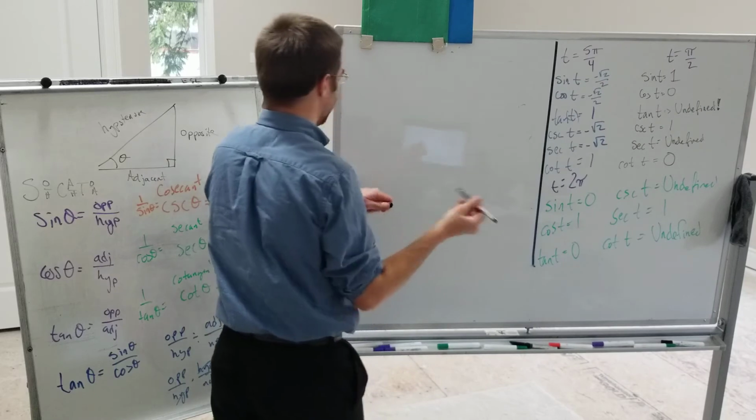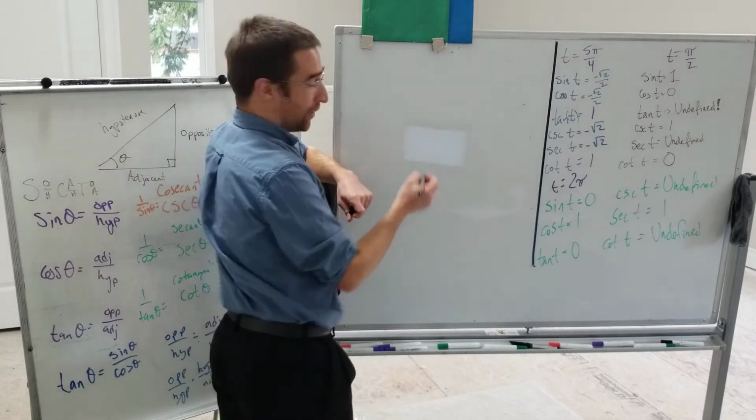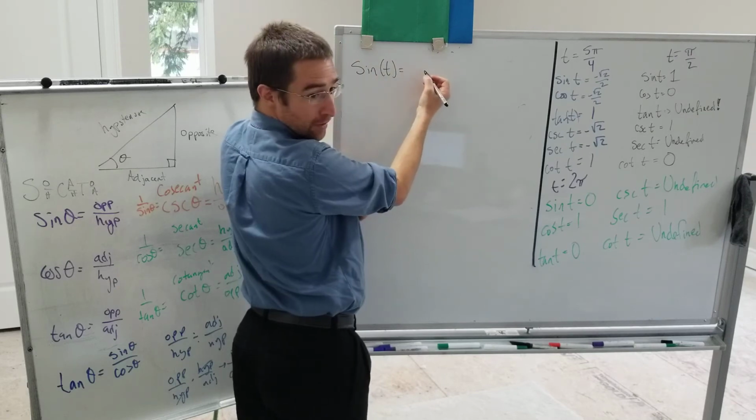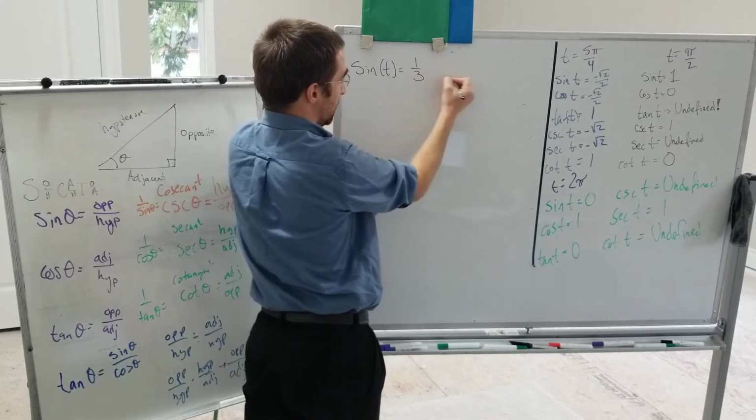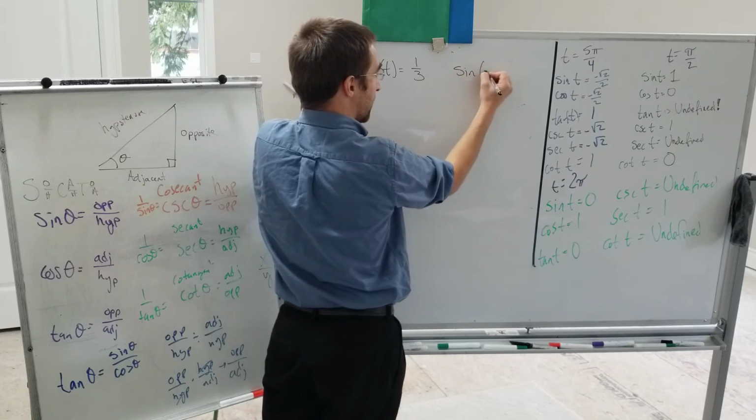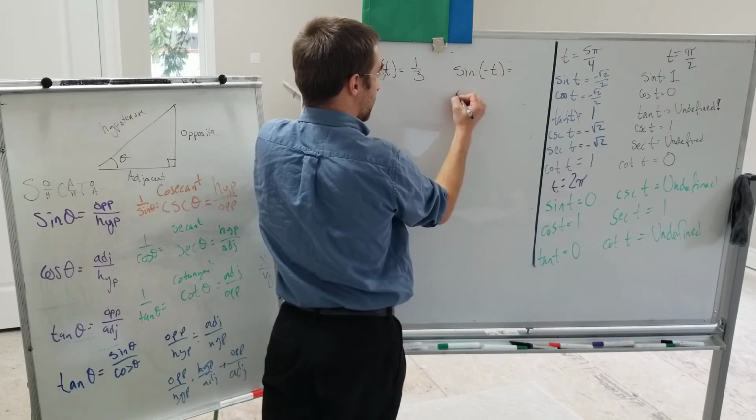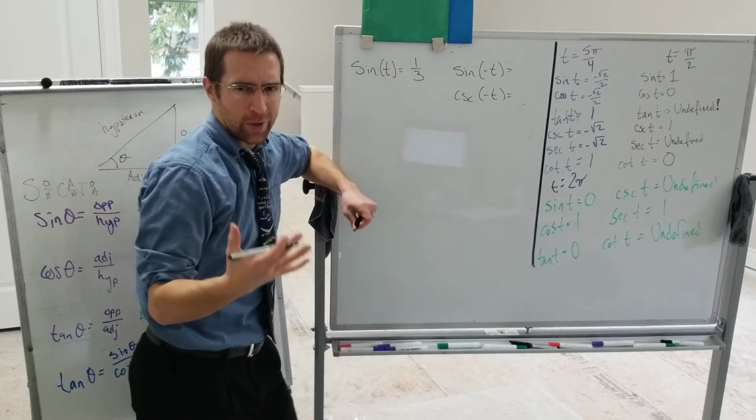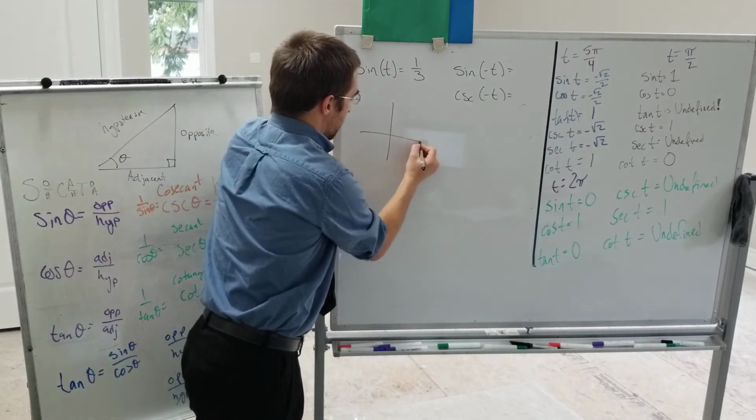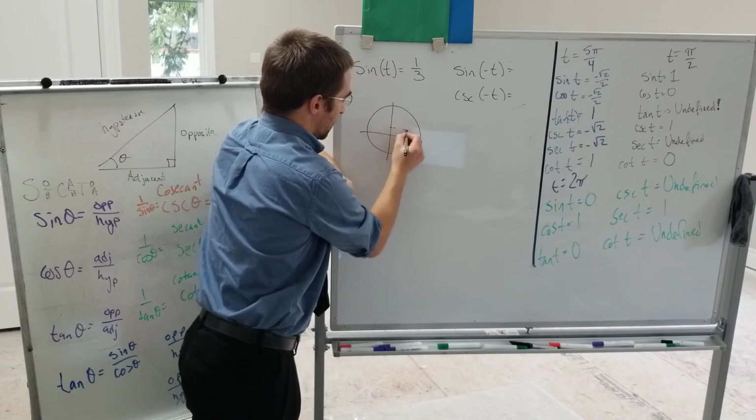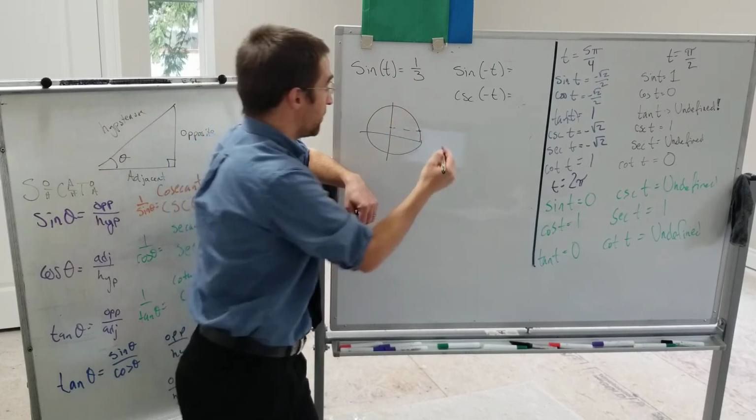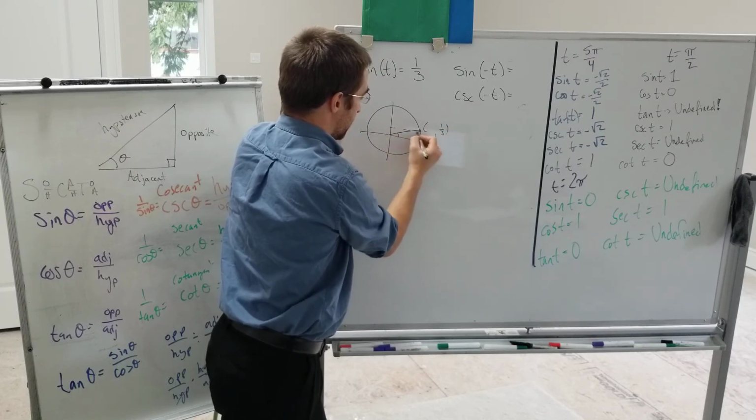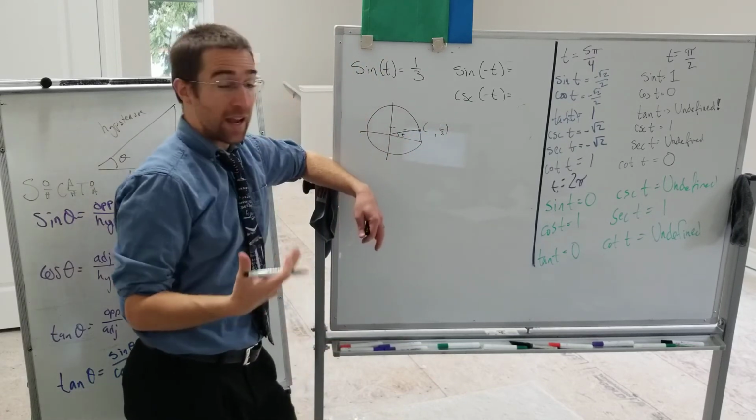All right, so if we know sine of t equals 1/3, what's the sine of negative t going to be, and what's the cosecant of negative t going to be? All right, so we're going to look at this. Let's assume, right, well, we know that 1/3 is the y value here, right, and this is t. So sine of t is 1/3.